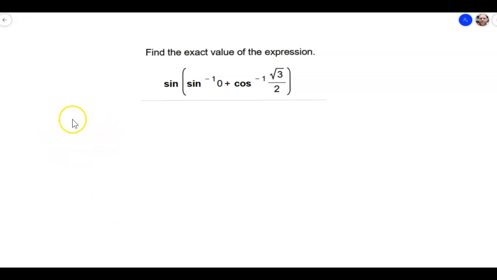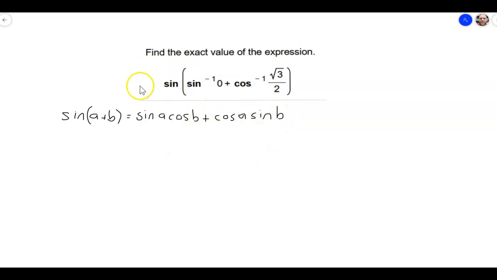So the first thing I'm going to do is write down the sum formula, which is the sine of two angles. I'll call it A plus B. This sum formula is on page 493, and that's equal to the sine of A times the cosine of B, plus the cosine of A times the sine of B. All right.